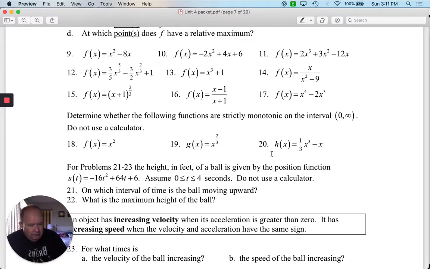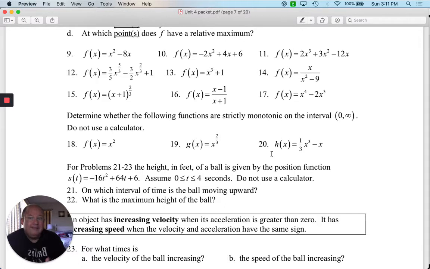So you're given a position function of a ball: s(t) equals negative 16t squared plus 64t plus 6, and time is between 0 and 4. It says don't use a calculator. And that position is in terms of height. So if I want to know the height at the beginning, plug in 0. You can see it's 6 feet to begin with. All right, so let's answer each one at a time here. So 21 says, on which interval of time is the ball moving upward?